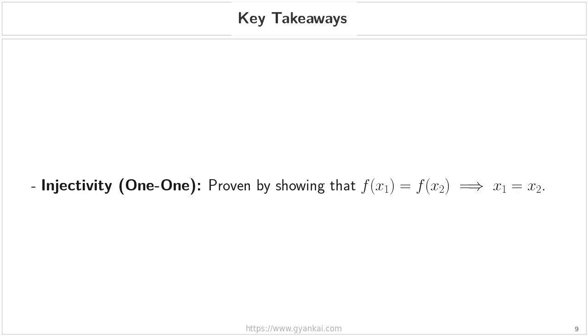Key takeaways. To wrap up our lesson on the algebraic verification of function types, let's go through the key takeaways to ensure you have a solid grasp of the process. First, let's recap injectivity, more commonly known as 1-1 functions. As we demonstrated in our earlier examples, the algebraic proof for this is established by showing that if the function of x1 equals the function of x2, it must logically imply that x1 equals x2. In simpler terms, if the outputs are identical, the inputs must have been identical as well.